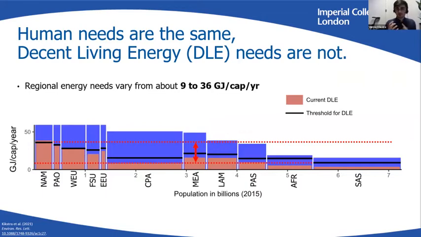But while we start from a universal definition of decent living standards, so everyone has the same definition of, for instance, comfortable levels of heating and cooling, the energy needs for that are different. It might be because of current infrastructures, different climate, or different diet. So there are a couple of these different aspects that we take into account for each country. That leads to a variation of the energy needs for the same human needs from about 9 to 36 gigajoules per capita per year. So quite some variation.